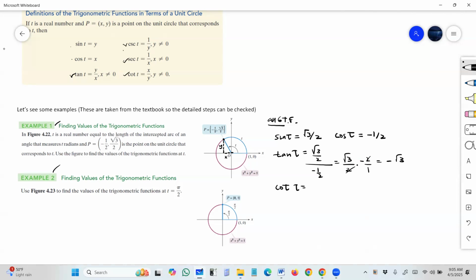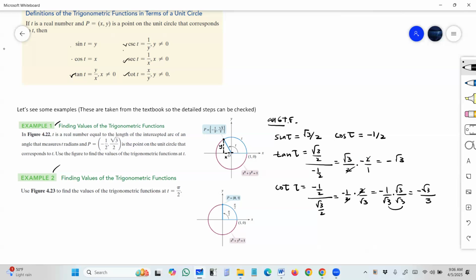Cotangent t, as you can see up there in the definition, is x over y. So here's my x, and here's my y. Again, multiply by the reciprocal, so -1/2 times 2/3. Now, you have to be able to simplify the radical, right? It is not appropriate to have a radical in the denominator. So as you've learned in Math 119, we have to rationalize the denominator. This is -3. This is radical 9. Radical 9 is 3. So this is cotangent of t.